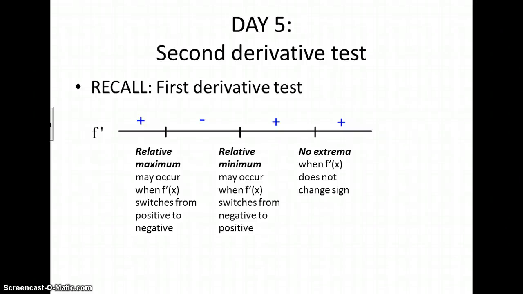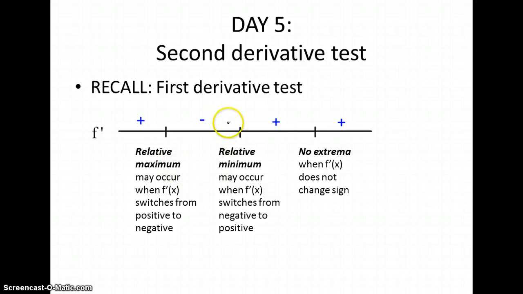Okay, so day 5, second derivative test. First, recall the first derivative test, and that's the formal name for how we determined relative extrema. We found the critical numbers of the function. We set those critical numbers on a number line, plugged them back into the first derivative, and then did a sign analysis. If the first derivative switched from positive to negative, a possible relative maximum occurred at that value.